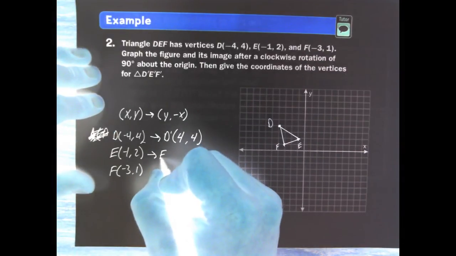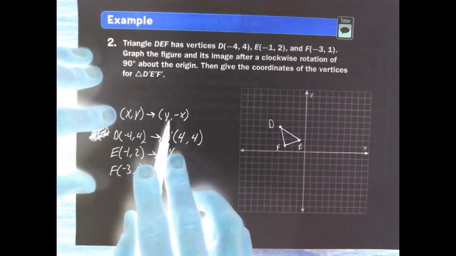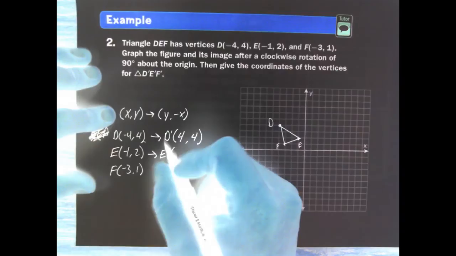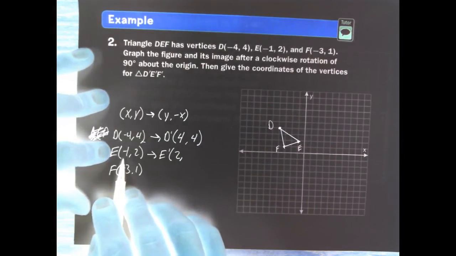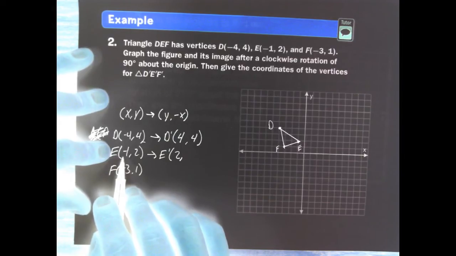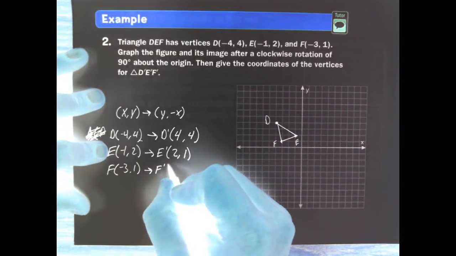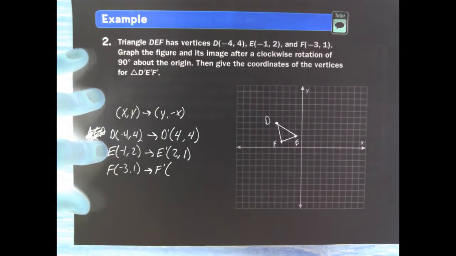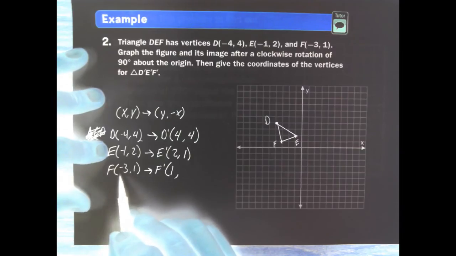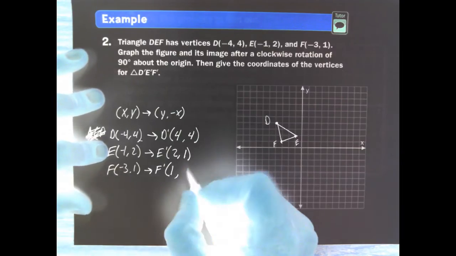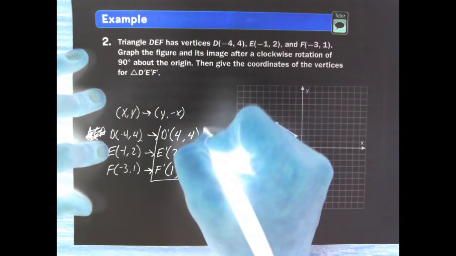E prime. This is my y coordinate. Now it turns into my x coordinate. So this would be 2. Again, here is my x. I put it in as my y and I change the sign. So this would be 2 comma 1. And F prime, this is my y coordinate. It now becomes my x coordinate. This was my x coordinate. It now becomes my y coordinate, and I have to change the sign. So instead of -3, I have +3. So these are going to be the vertices of my image.